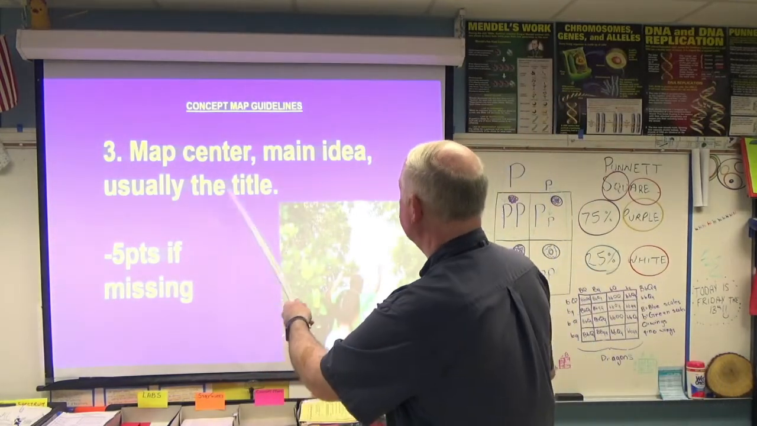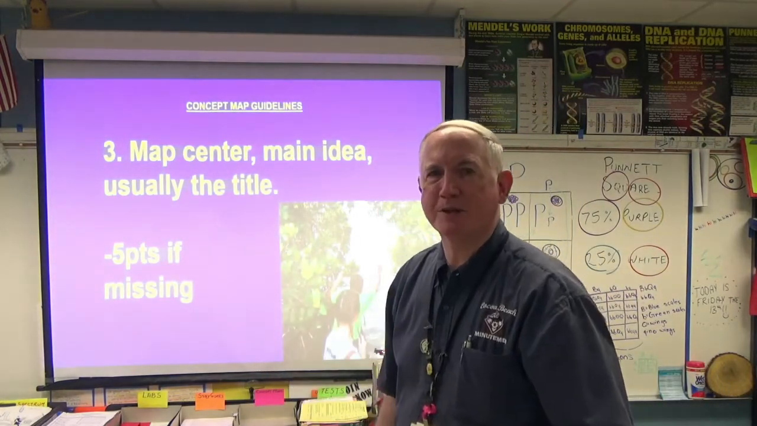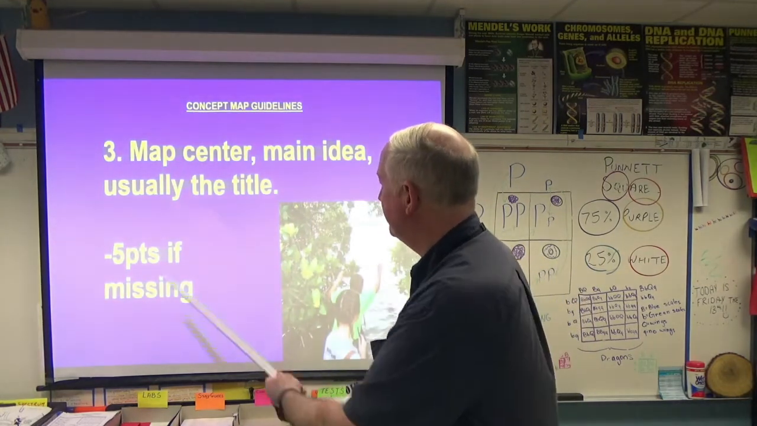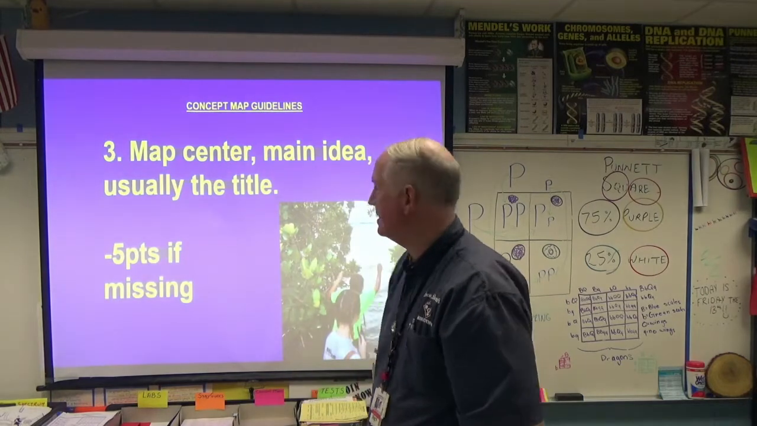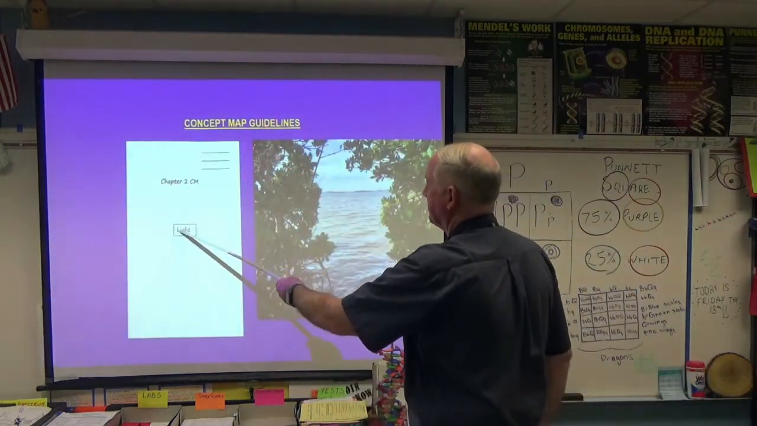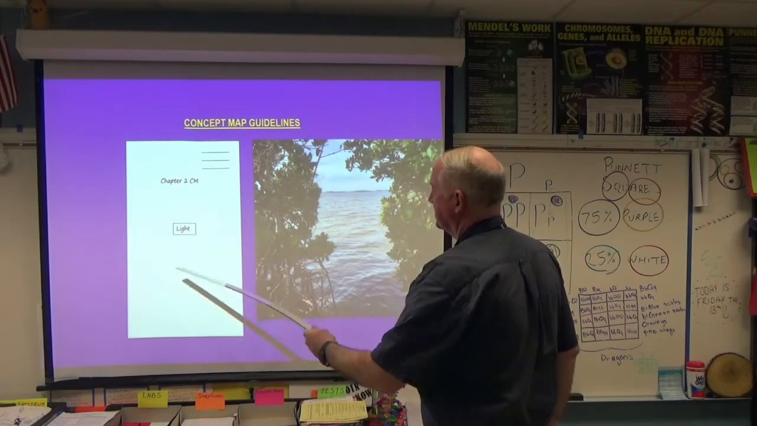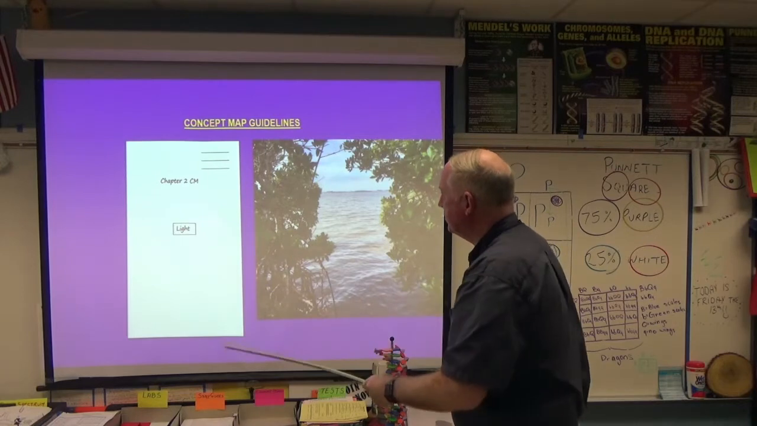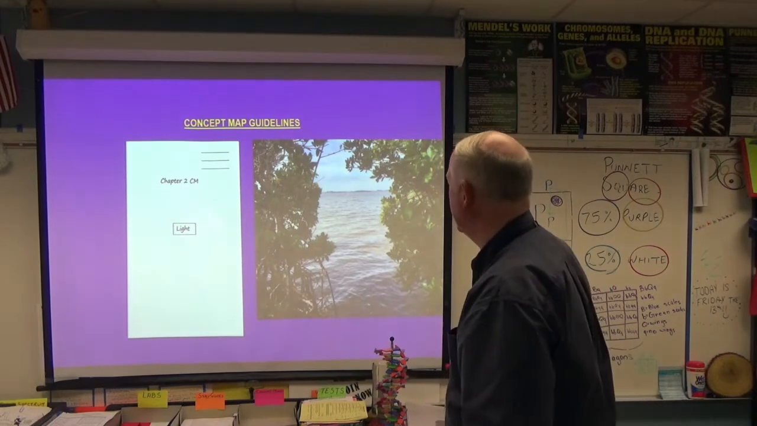Okay, so the title of this chapter is Heredity, and you would put that in the center. 5 points if that main topic is missing. So there we have it. In this case I put light because chapter 2, I made all of that up just as an example. So that's a good beginning. That's how you would start your concept map.